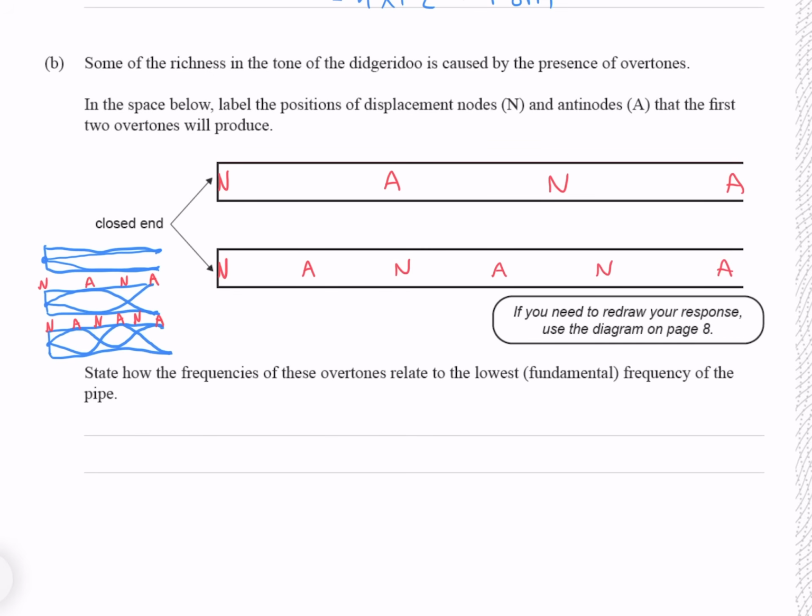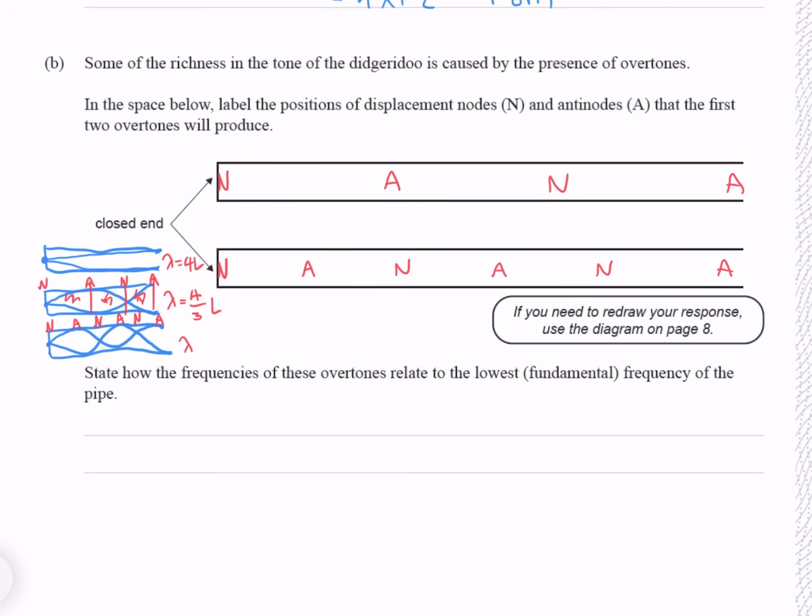State how the frequencies of these overtones relate to the lowest fundamental frequency of the pipe. For our fundamental frequency, the wavelength in the pipe is 4L. Since there is a quarter of the wavelength in the pipe, we need 4 of them to make a full wavelength. For our first overtone, you might see that we have 1, 2, 3/4 of a wavelength, or that the wavelength is 4/3 of the length, that we need 4 of these thirds to get a full wavelength.